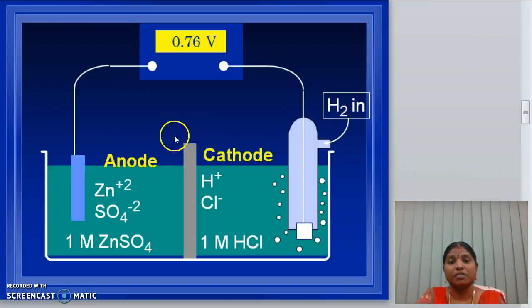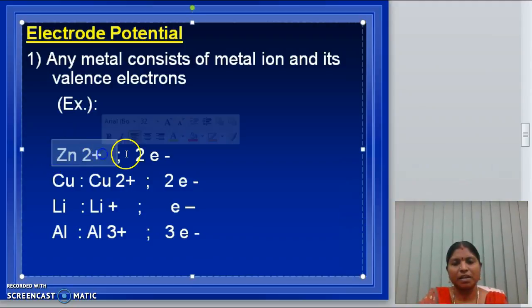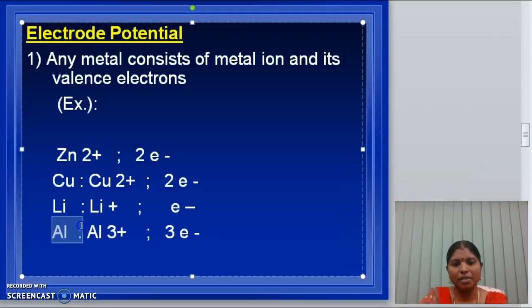Now electrode potential. We have said that potential is developed at each electrode. So now we are going to see how the potential is developed at each electrode, that is electrode potential. For that, the first point we are going to discuss is that any metal consists of metal ions and its valence electrons. For example, if we take zinc, it consists of zinc metal ion and its valence electrons, 2 electrons. If we take aluminium, it consists of aluminium metal ion Al3+ and its valence electrons, 3 electrons. So any metal consists of metal ions and its valence electrons.